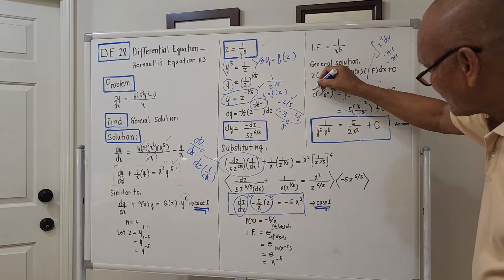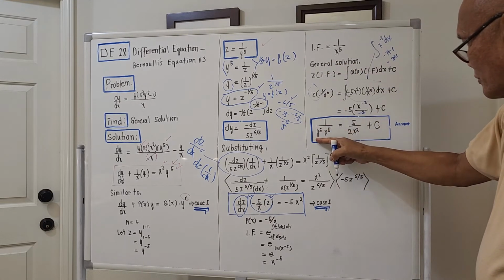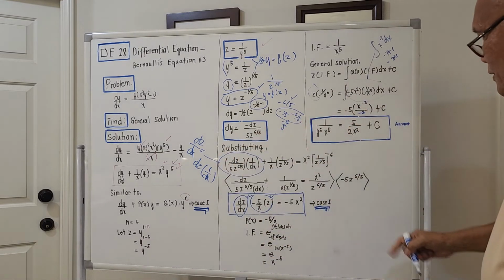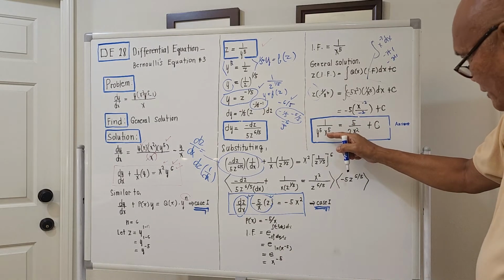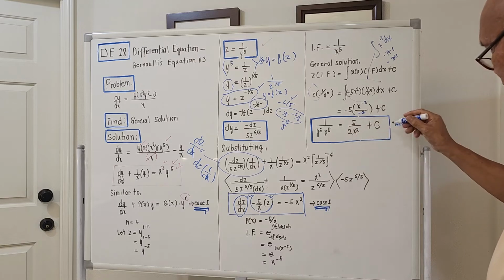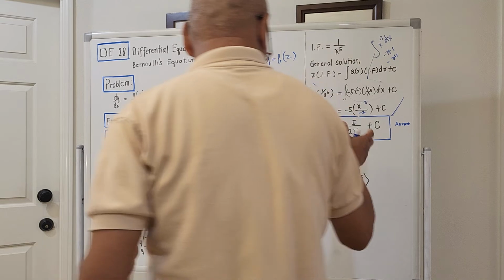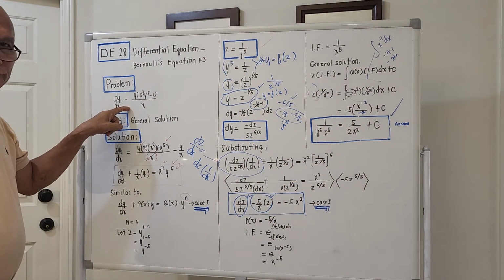Then try to replace the value of z. What is z? Z is actually 1 over y to the fifth, so z times 1 over x to the fifth, or in simple form, the final answer will be 1 over y to the fifth, x to the fifth equal to 5 halves, 5 over 2x squared plus c. So that's now the general solution of the given Bernoulli's equation.